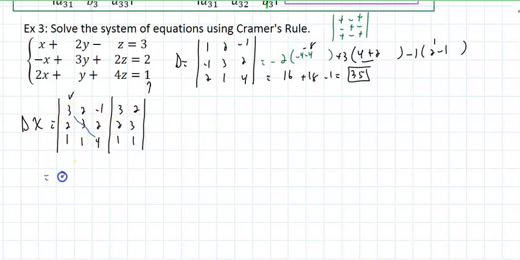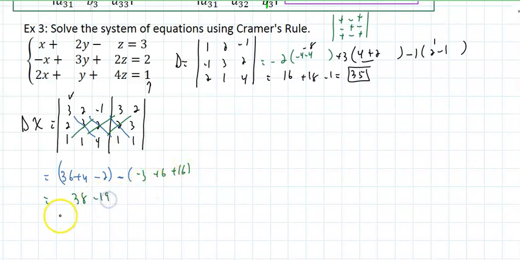Multiply those. 9 times 4, 36. 2 times 2 is a 4. Negative 1 times 2 is negative 2. Minus, and run the opposite direction, negative 3 plus 6 plus 4 times 4, 16. So what is that? That is 40, that's 38, and this is 19. Is that 19?